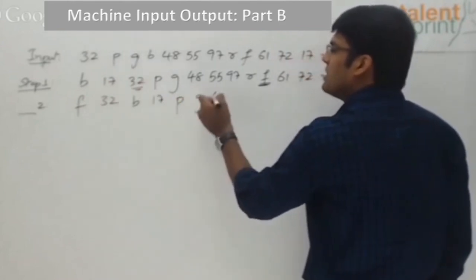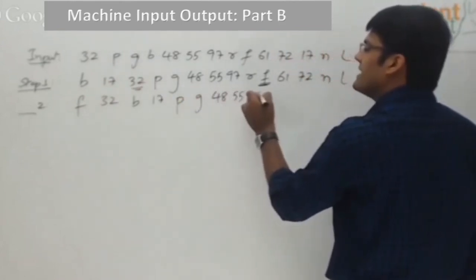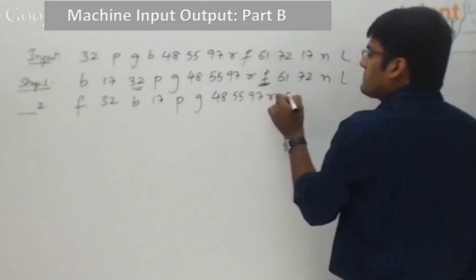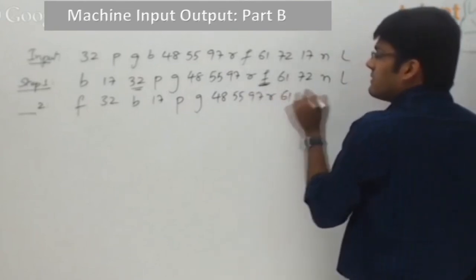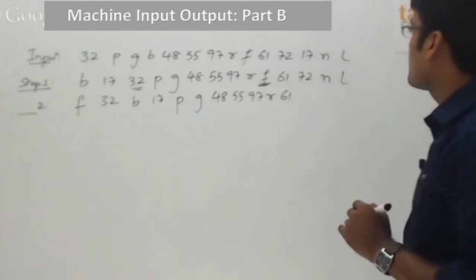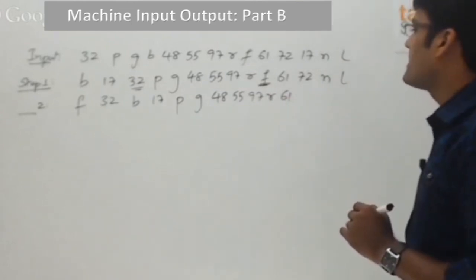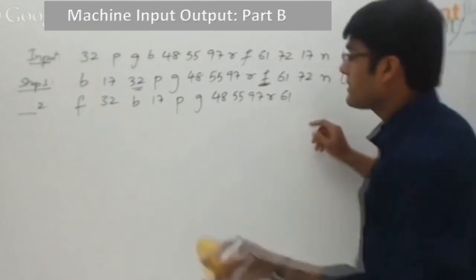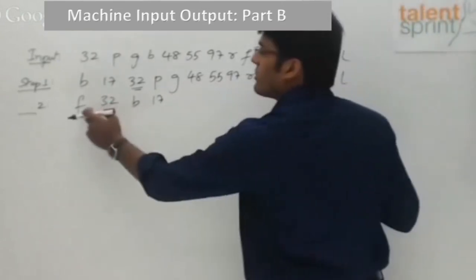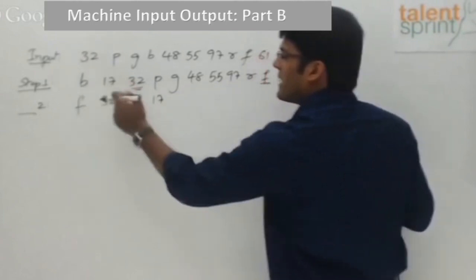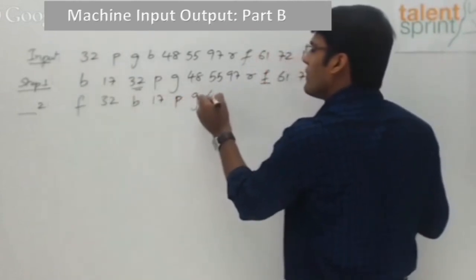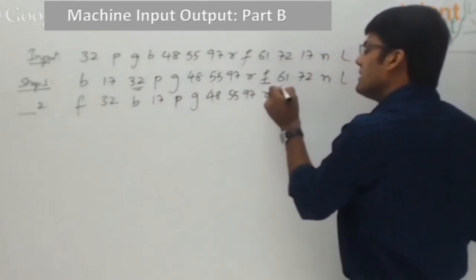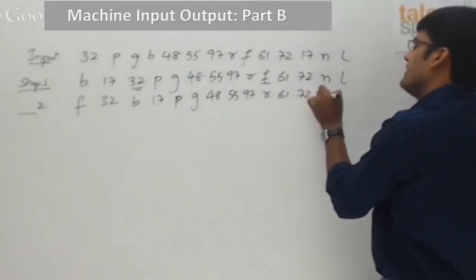Now P, G, 48, 55, 97, and understand R, 61. Sorry, F is gone and 32 is gone. Let me just write it properly. Okay. So B and 17 has come here, 32 has come here. F. So P, G, 48, 55, 97, R, then 61, 72, N, L.